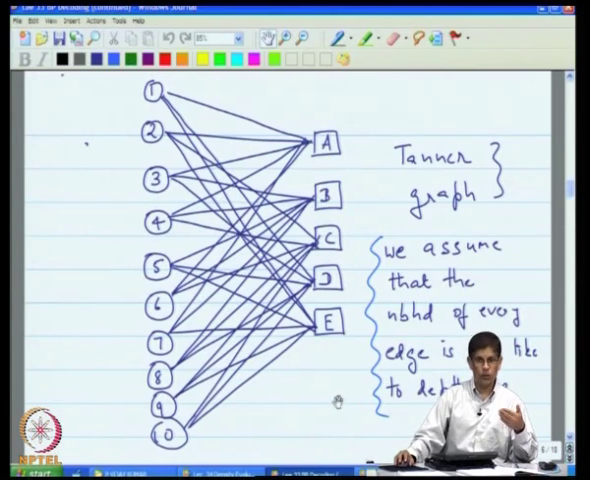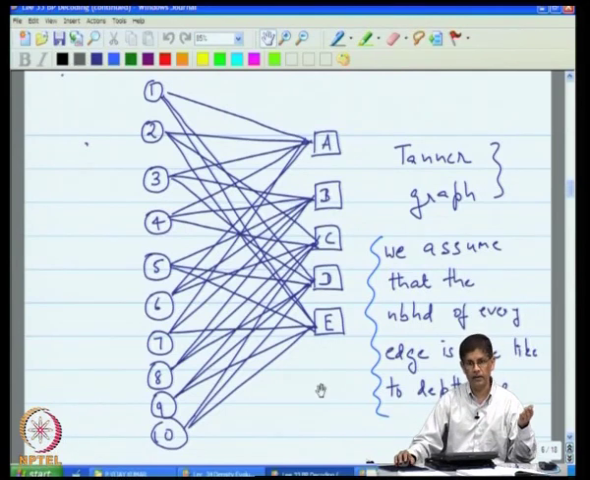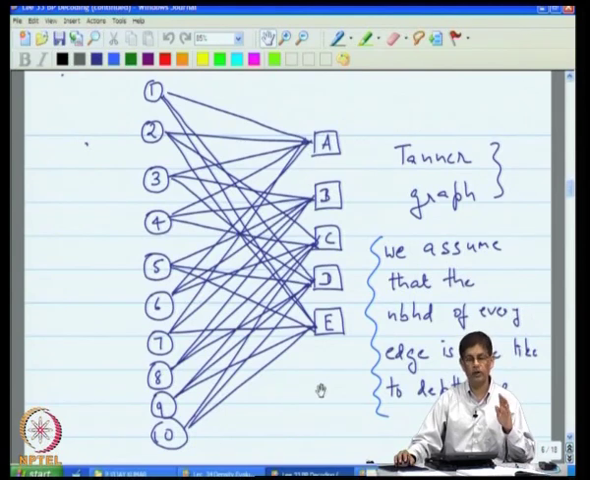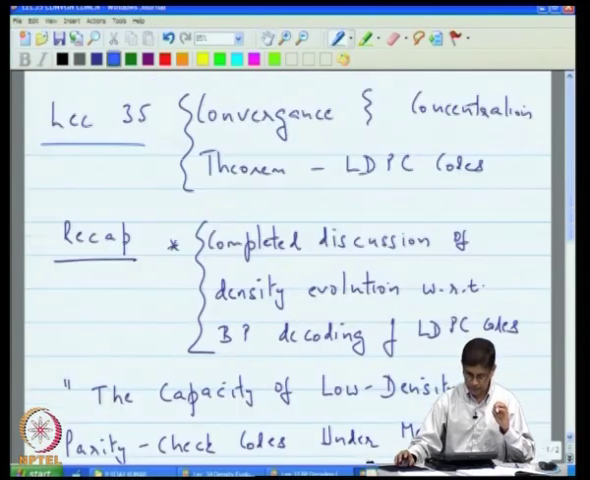So, what this calls for is an explanation. Your theory on the one hand requires that the neighborhood be tree like. On the other hand, when we observe things in practice, it seems like you really do not need it. So, that is the gap that today's lecture will try to fill. Now, I am not in a position to give you all the technical details, but at least I will tell you roughly how the proofs go. So, that is the concentration and convergence theorem.